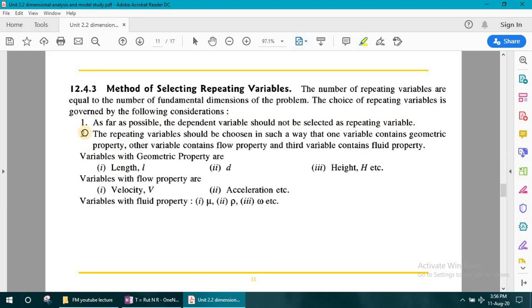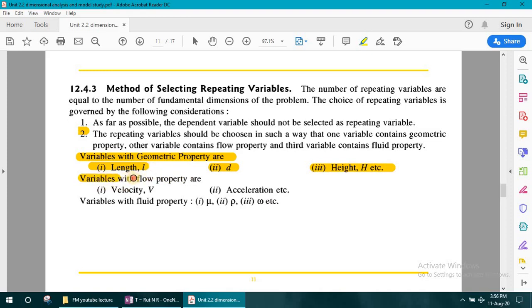Number two, this is a very important rule. How to select the repeating variable? First should be the geometric property. Geometric property means you can select length, diameter, or h. Out of these three, select whatever data is given. If length is given, the first repeating variable should be length.